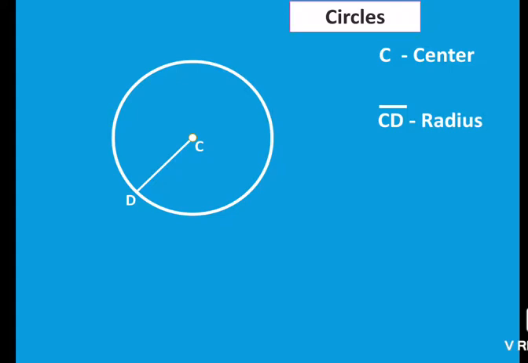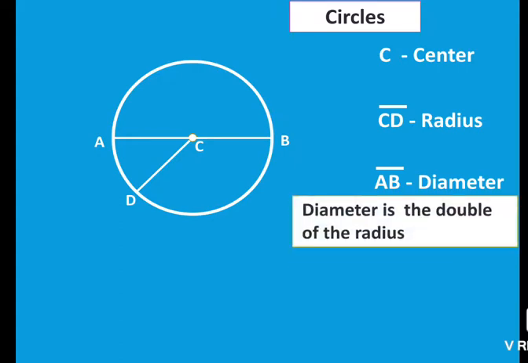Next, if we draw a bigger line segment inside the circle through the center of the circle and name it A and B, that line segment AB is called the diameter of the circle. So C is the center, CD is the radius, and line segment AB is the diameter. We know the diameter is double the radius.